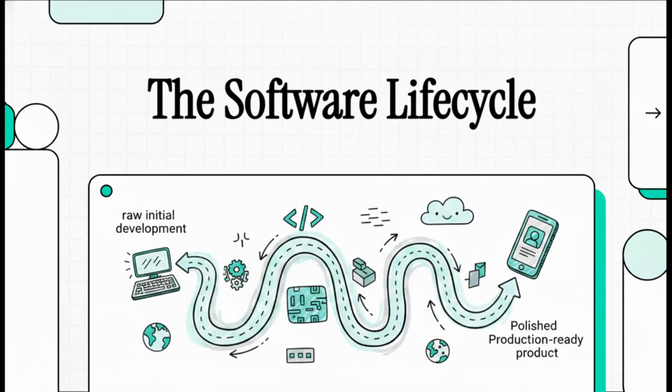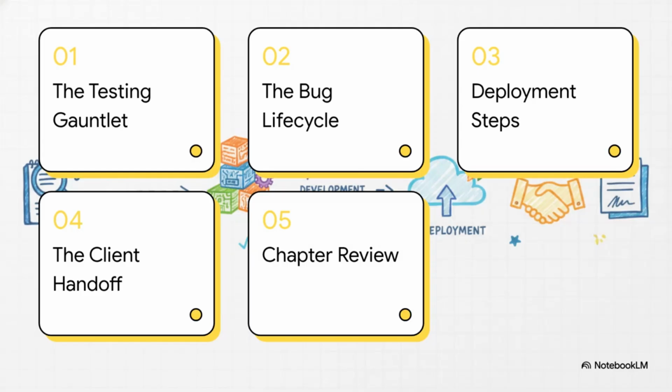Welcome to This Explainer. Today, we're diving straight into the fascinating hero's journey of code. We're tracking its exact path, taking it from raw initial development all the way to a polished production-ready product. Because, let's face it, it is an incredibly long, complex road from a developer's keyboard to your smartphone screen. So let's chart the map. Here is how we're breaking it down today.